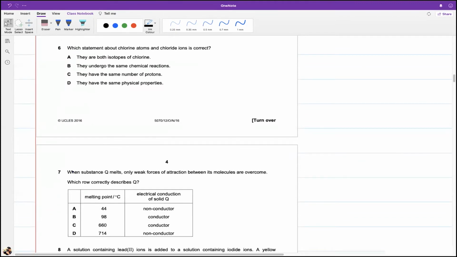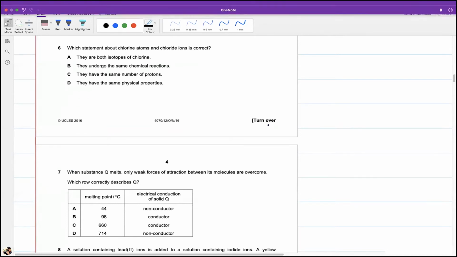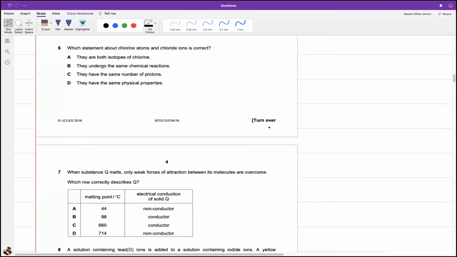Which statement of chlorine atoms and chloride ions is correct? Okay, they are both isotopes. No, actually chlorine and chloride have a difference of electrons in them. It's not the difference of neutrons. They undergo same chemical reaction. No, because things that have the same number of outer electrons undergo the same kind of reaction. Chlorine has 7 electrons. Chloride has 8 electrons.